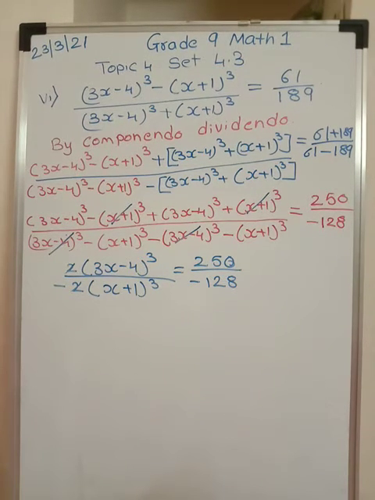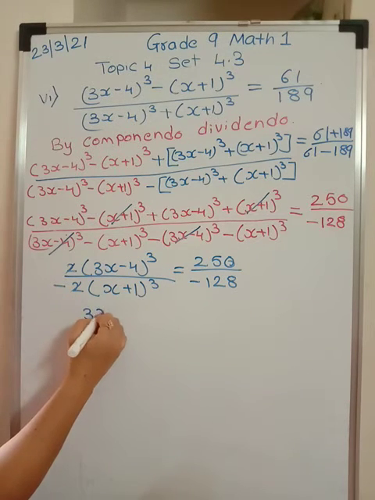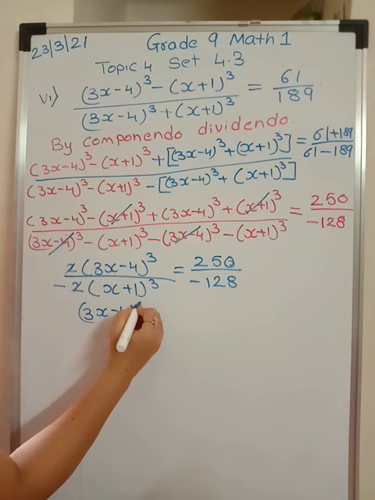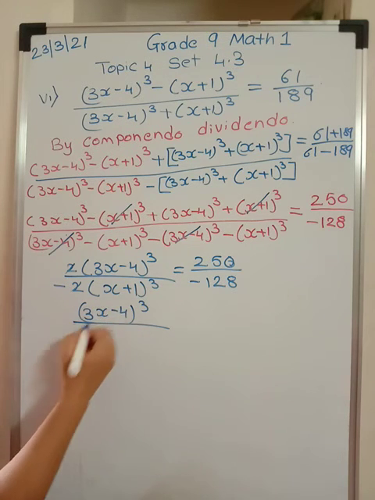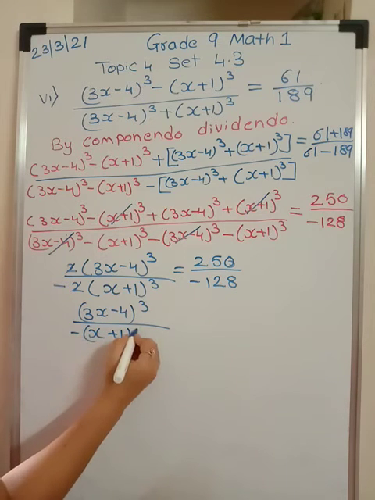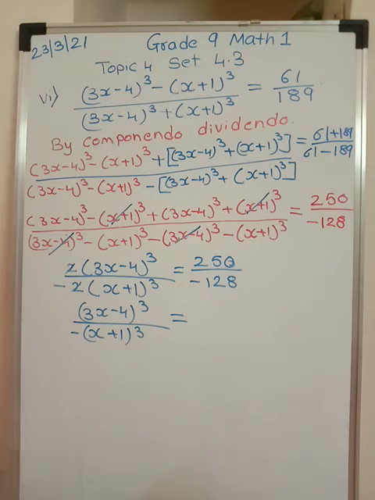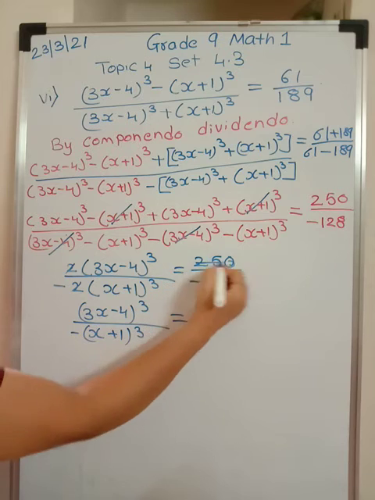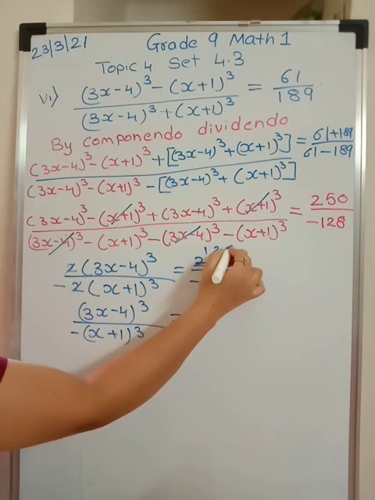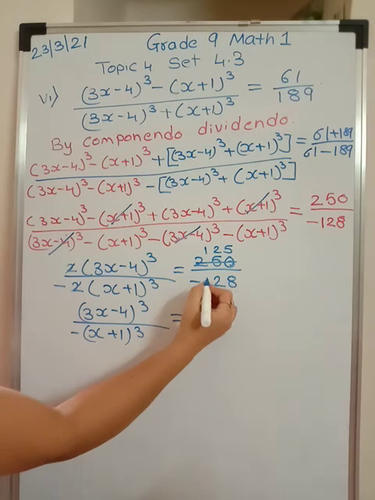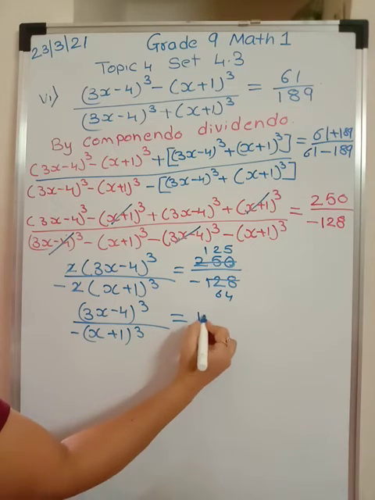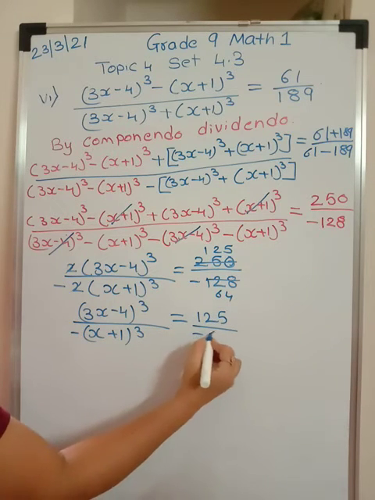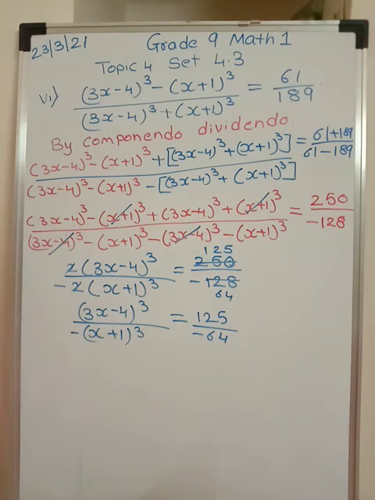Okay. And now we are left with 3x minus 4 the whole cube upon minus x plus 1 the whole cube, which is equal to, this can be divided further. If you divide this by 2, this becomes 125, isn't it? And this becomes 64. So we have 125 upon minus 64. Up till here, is it clear?